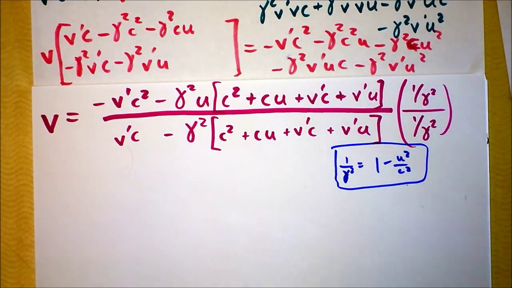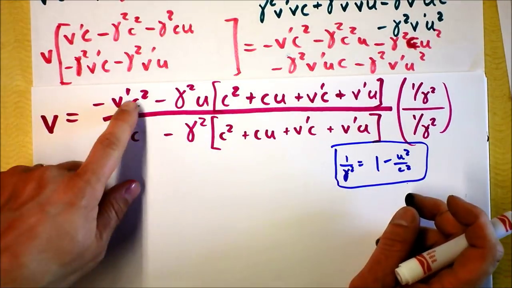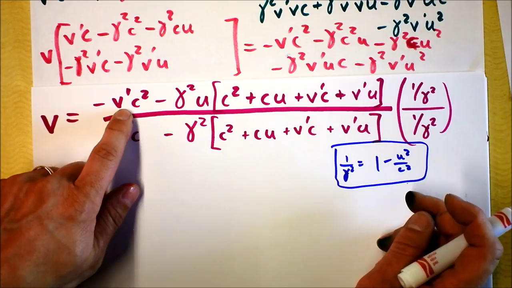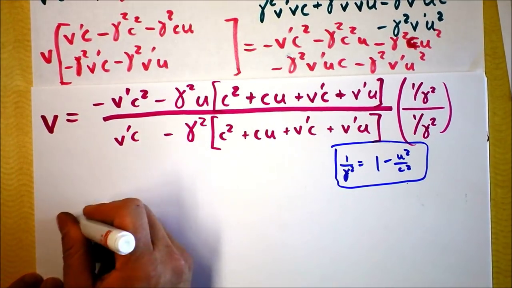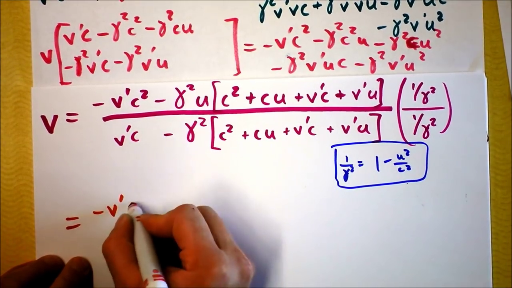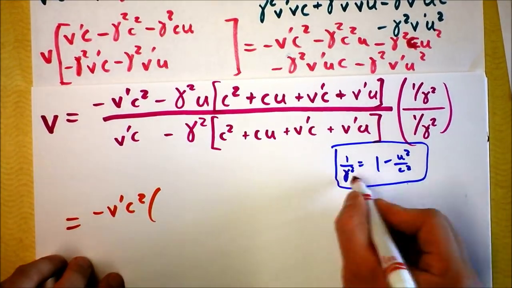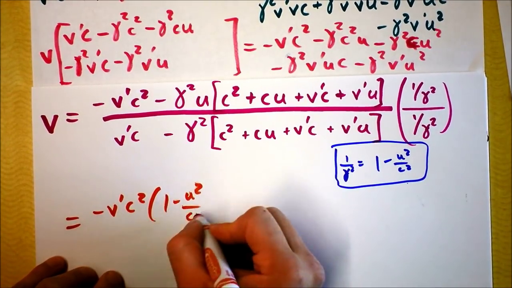Next up, we're multiplying by that, and so I'm going to get that spread onto this V prime C squared business right here. But everything else is going to become quite a bit more lovely as we move on with the red. I'm gonna get minus V prime times C squared times this quantity, which is 1 over gamma squared, of 1 minus U squared over C squared.